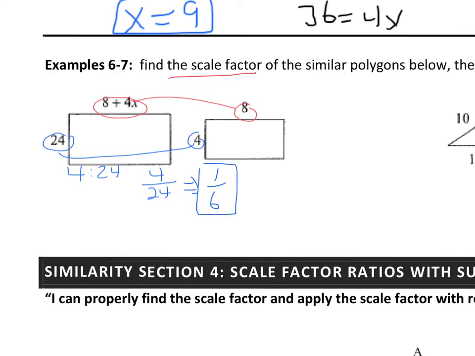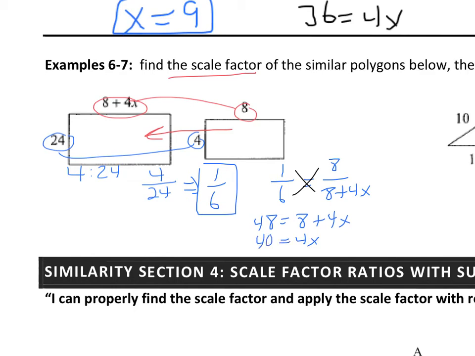Now they want us to use it. So I'm going to go 1 over 6, which again is right to left, so I should probably clarify that. We're going this way. So when I make that second fraction, I want to go the same direction, which would be 8 over 8 plus 4x. We cross multiply, and we get 48 equals 8 plus 4x times 1, which is just the same. If I subtract 8 from both sides, I get 40. And then if I divide both sides by 4, we get x equals 10.